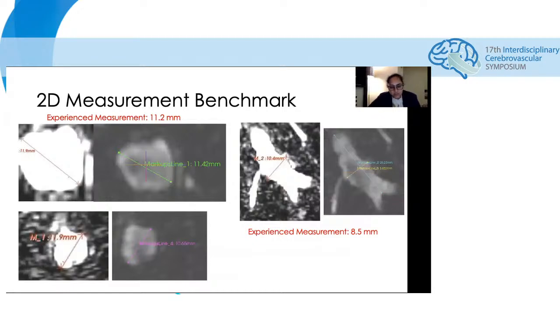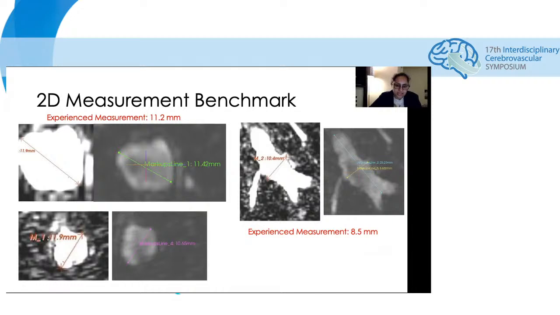So looking at this 2D measurement system for fusiform aneurysms, this is a fusiform basilar trunk aneurysm that has these are the 3 different planes of that one aneurysm, looking for the largest diameter for the aneurysm. And our experienced measurer found that the largest diameter was about 11.2 millimeters. And you can see our novice raters struggled to agree or found slightly different calculations based on the angle of their placement of their markers.